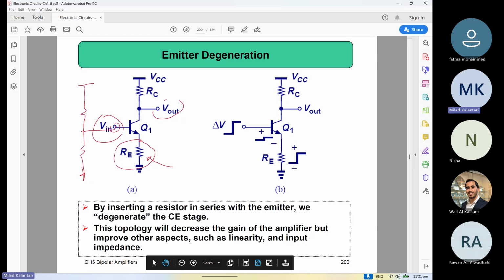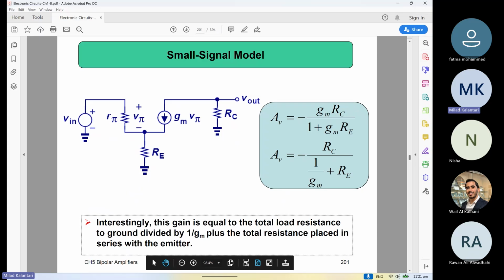So the initial bias circuit that was working good was something like this. So it has this R emitter, right? This was less sensitive to temperature variation and had better performance, right? So let's try to find out what is the voltage gain for this circuit then, because this is not going to be grounded, right?